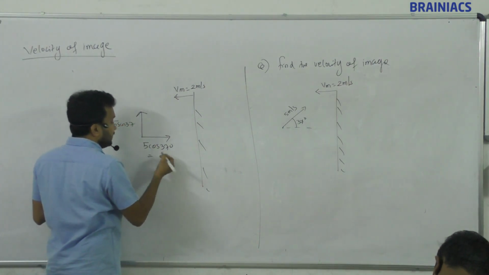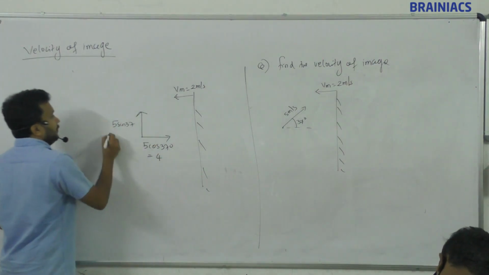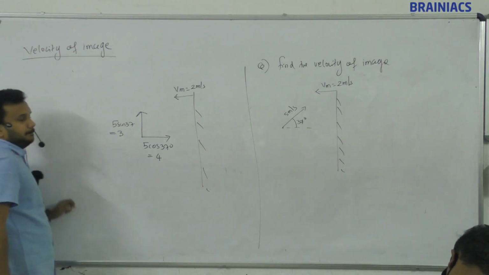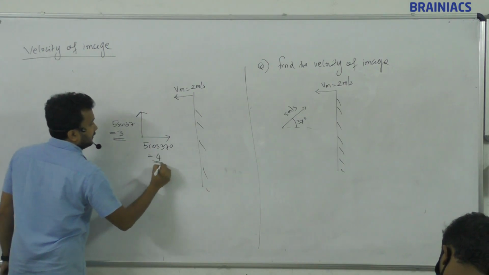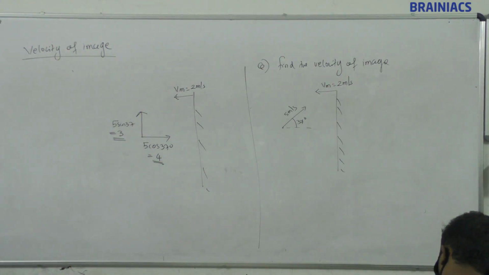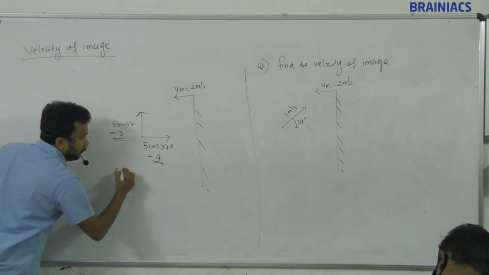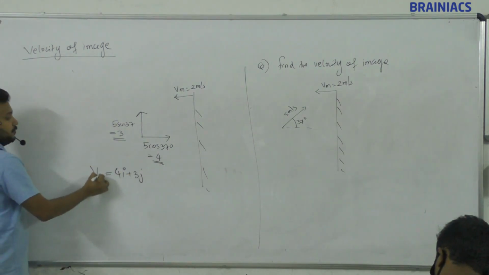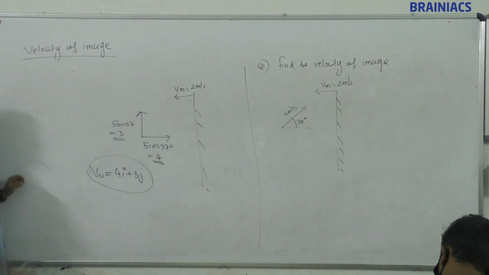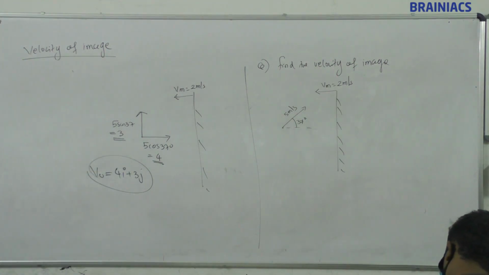5 cos 37 is 4. 5 sin 37 is 3. Okay, these are very standard values. What will the velocities be here? I can write it as 4i plus 3j. This is the velocity of the object alone, not with respect to the mirror. So write 5 cos 37 plus 5 sin 37.